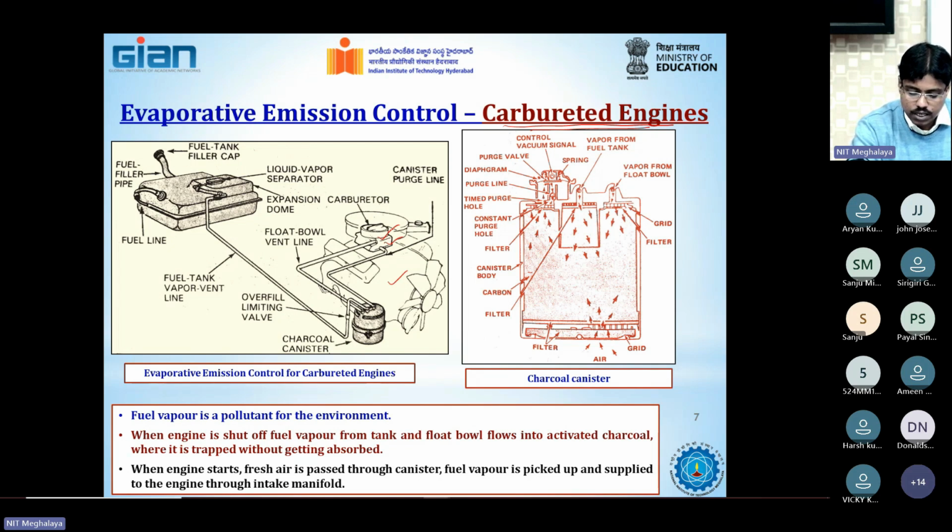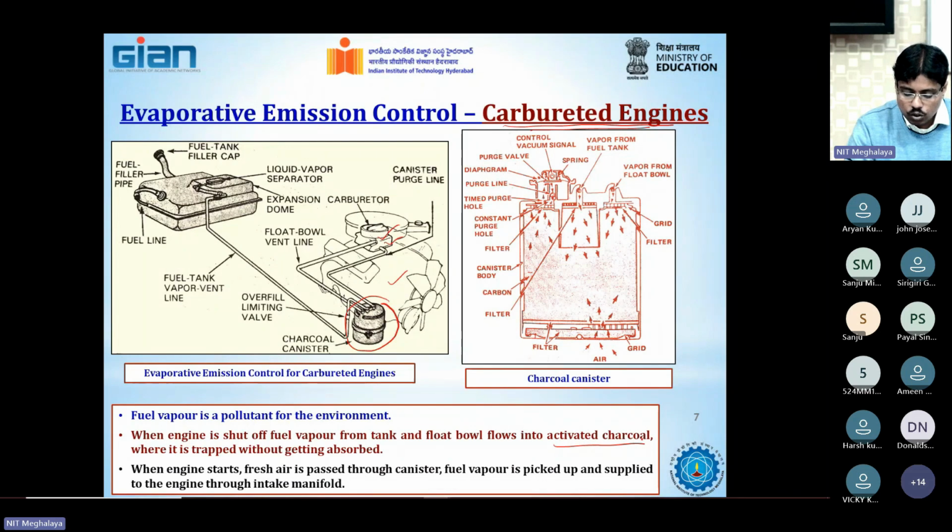So to save your fuel, as well as to save the environment from these losses, a charcoal canister is fitted between the fuel lines. This charcoal canister stores the fuel vapor by sticking it on the surface of activated charcoal. The activated charcoal is basically porous in nature, with a porous structure and high porosity.